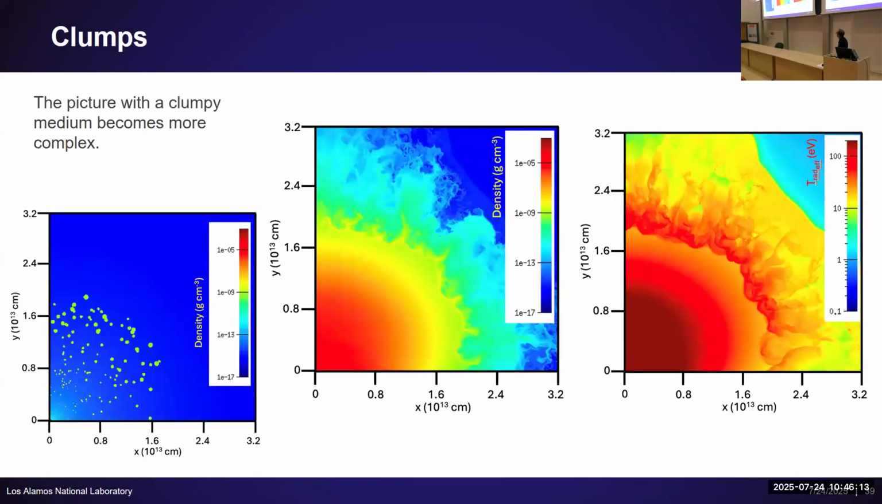The next step is if I add instead a density profile that's clumpy, and then ask, what do I get if I do that? And so this is the initial condition. I have these clumps put in there.